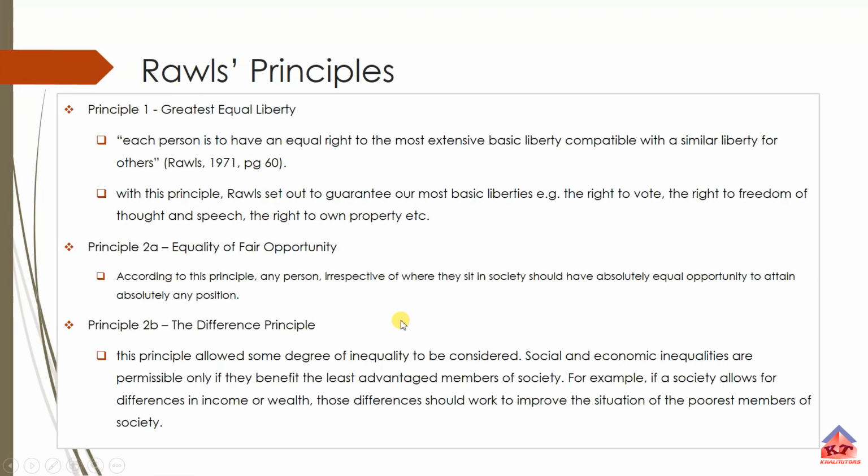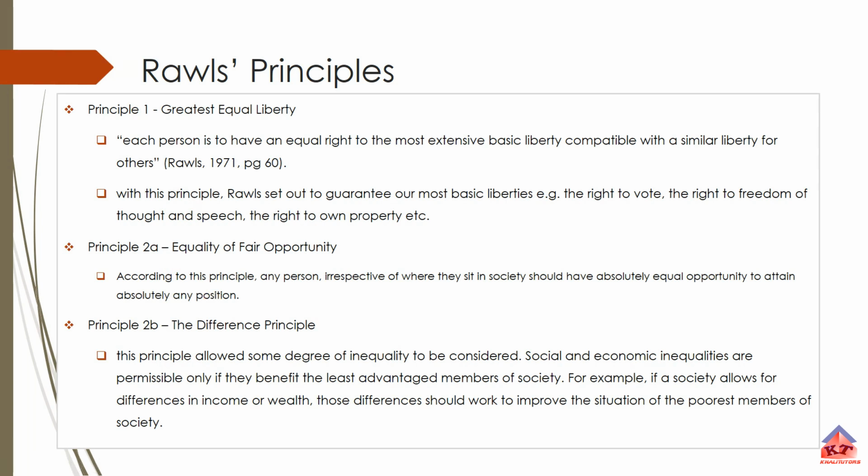So Rawls came up with 3 principles to check if a society followed valid principles of justice. Okay, the first one was the greatest equal liberty. The second one was equality of fair opportunity, and the last one was the difference principle. The difference principle and the equality of fair opportunity are said to be sub-principles. Basically, there are 2 principles, but this one has a principle A and principle B. Okay. We don't have to debate whether there are 2 or 3 principles. At the end of the day, we are trying to assess whether a society follows valid principles of justice.